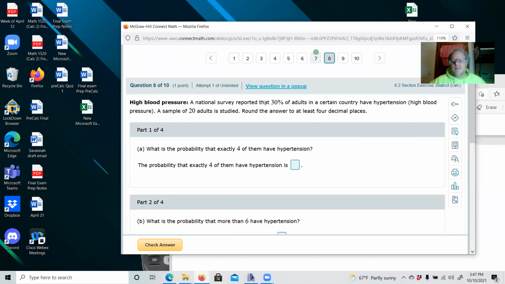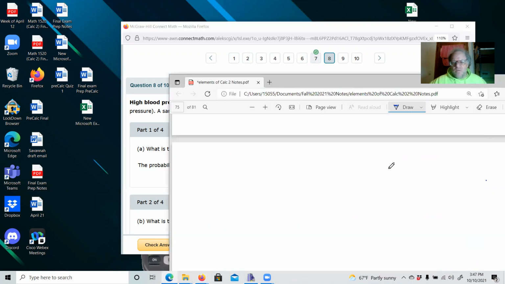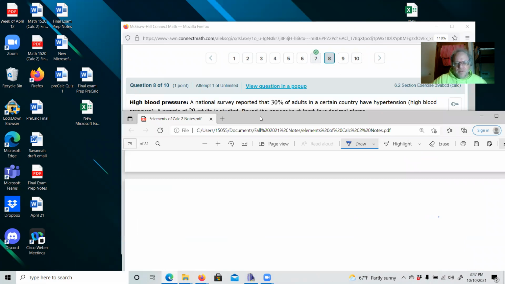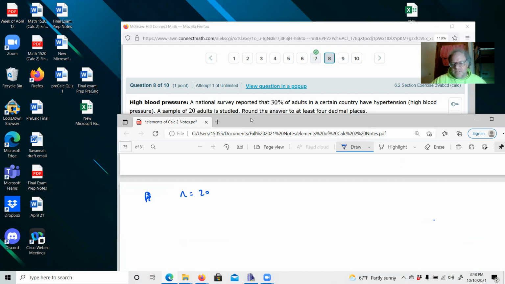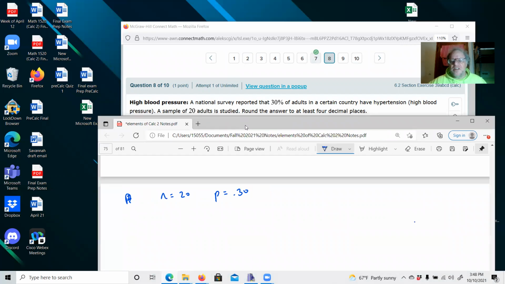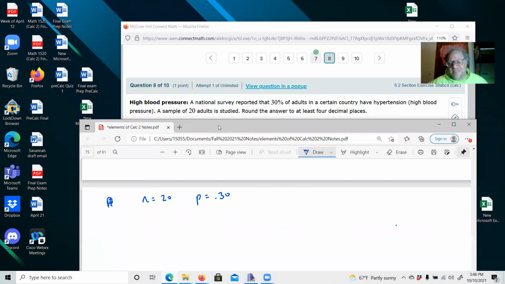All right, a national survey reported that 30% of adults in a certain country have hypertension, high blood pressure. A sample of 20 adults is studied. Round the result to at least 4 decimal places. So we have probability, right? We have how many people, n is equal to 20. Our chance of success. Realize that our chance of success is having high blood pressure. Every nurse that is now listening to me is screaming, no, that's not right. But that's what we're trying to figure out, is how many people have it. So that's our success.